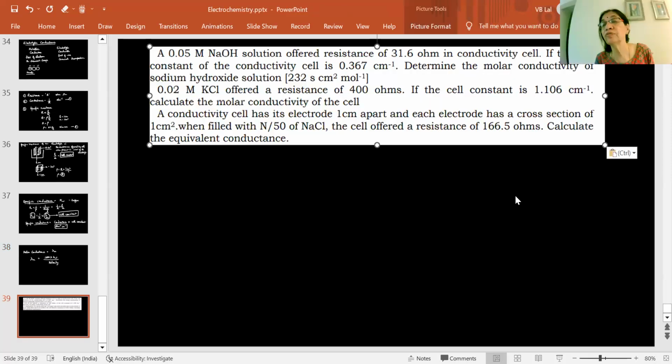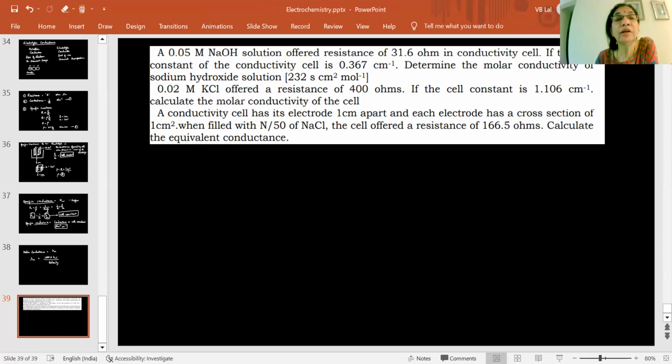Okay, so these are a few questions. Let us try to do them. So 0.05 molar NaOH solution offered resistance of 31.6 ohm in a conductivity cell. If the cell constant of the conductivity cell is 0.367, determine the molar conductivity of sodium hydroxide solution.